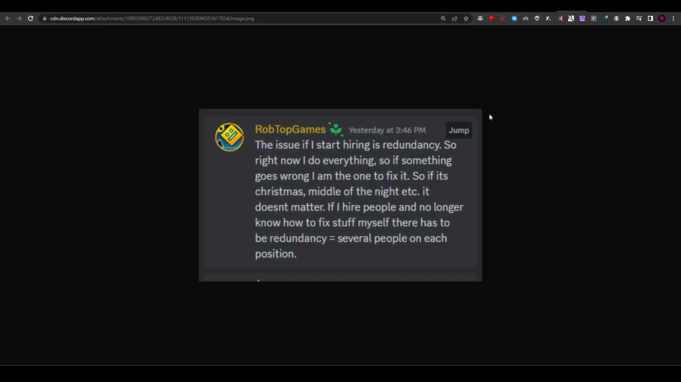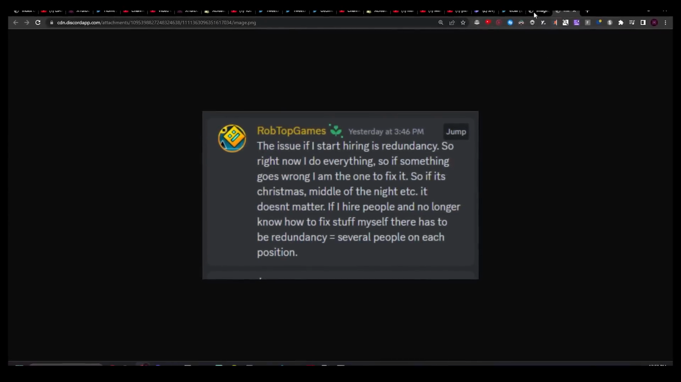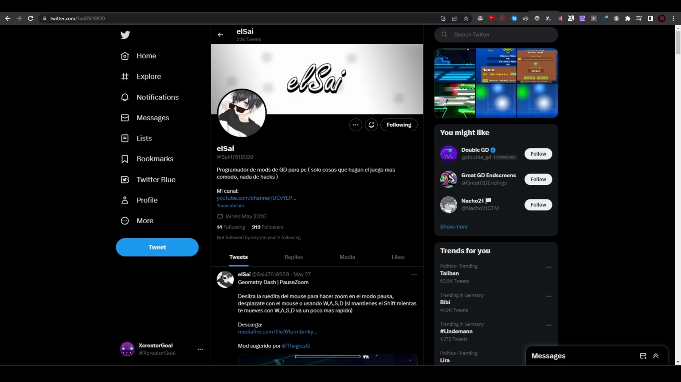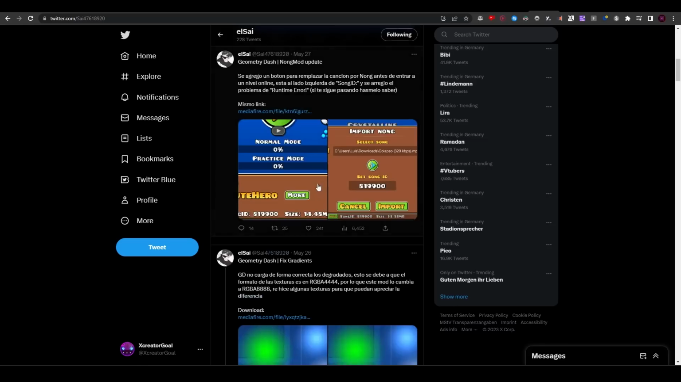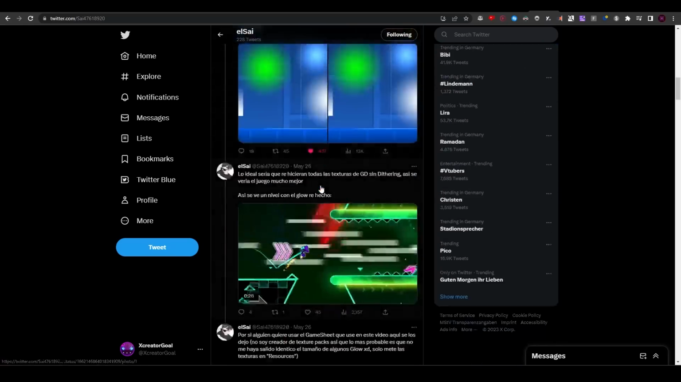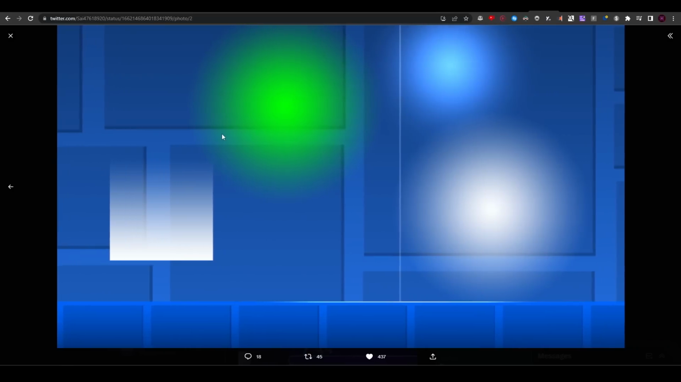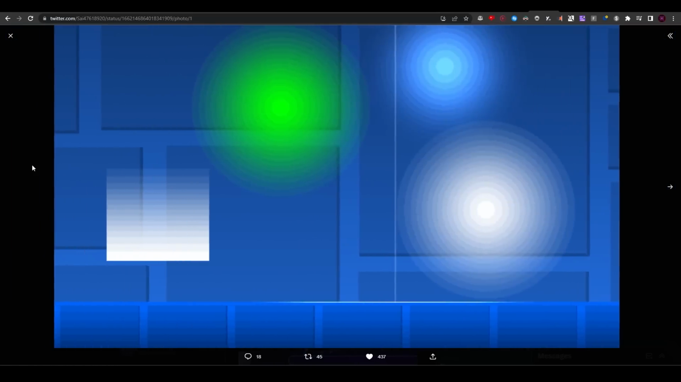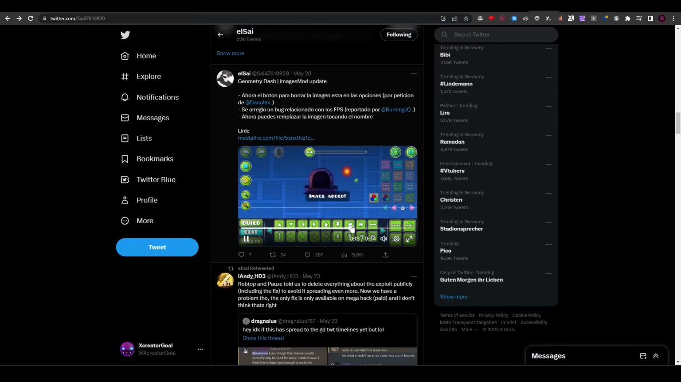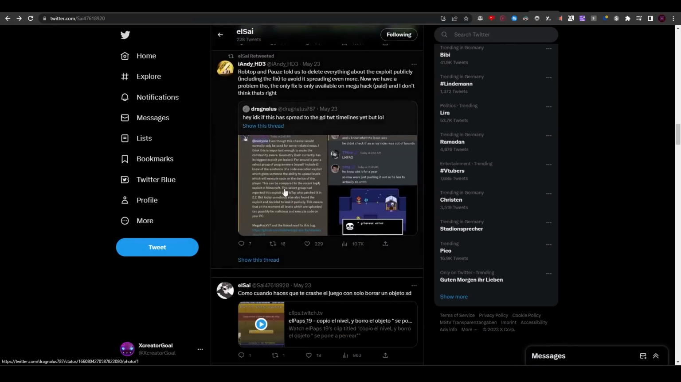Yet I do think that you should have some people to work with. And I think Sai, this dude, he's a Spanish guy, I think he does some really good stuff, to be honest. He makes mods for Geometry Dash using the same Cocos version as RobTop. Look at this, he made this glow look really cool, just like the one in 2.2, and he added images and stuff, you can scale them up and down.